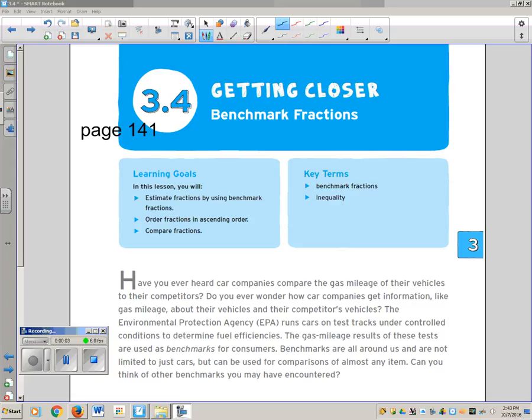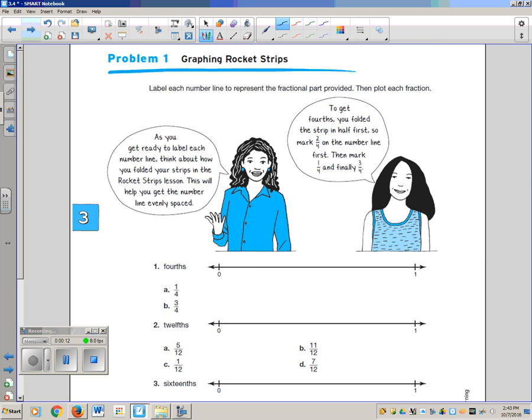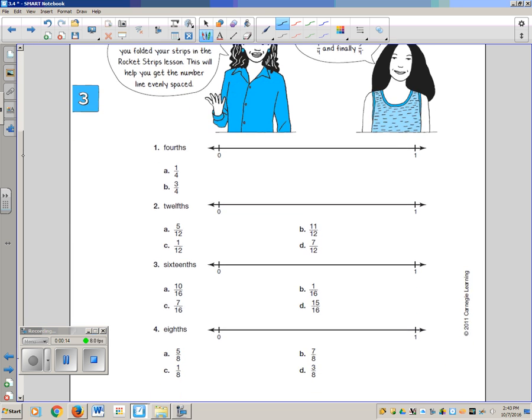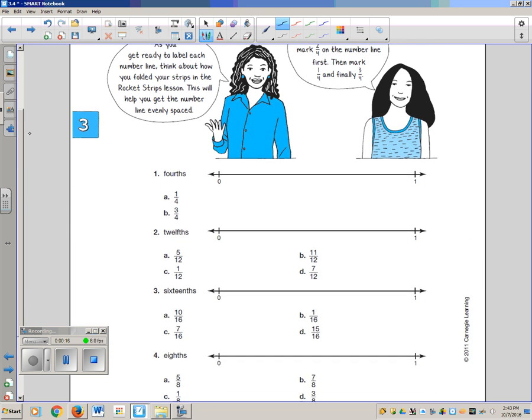Chapter 3, Section 4 starts on page 141 in your textbook. Stop the video if you don't have your textbook because you're going to need it. We are beginning the work on page 142.